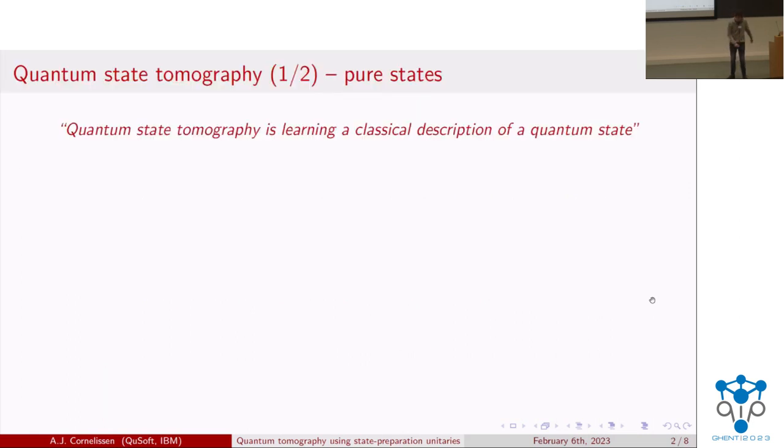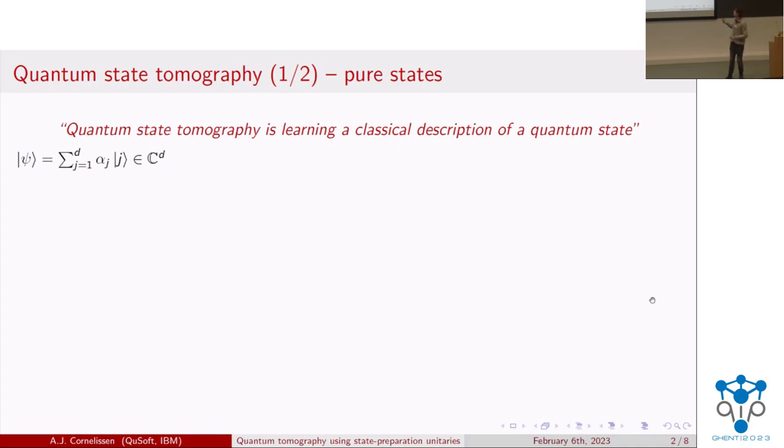Quantum state tomography is the following thing. It is the problem of learning a classical description of a quantum state, when you have access to this quantum state in some way. And however you have access to this quantum state will determine how you in the end want to find this classical description. So there are two different settings in which you can examine this problem.